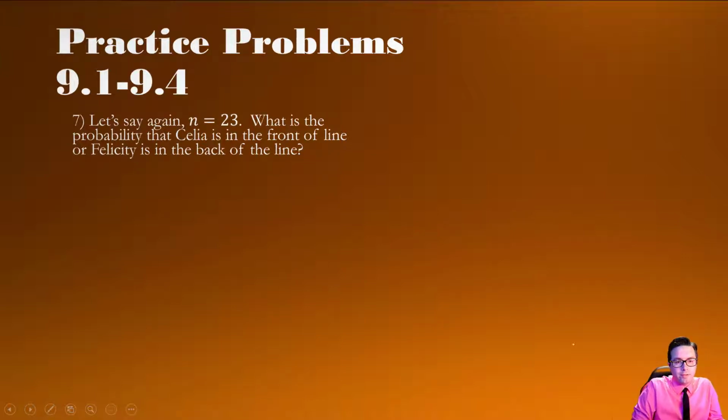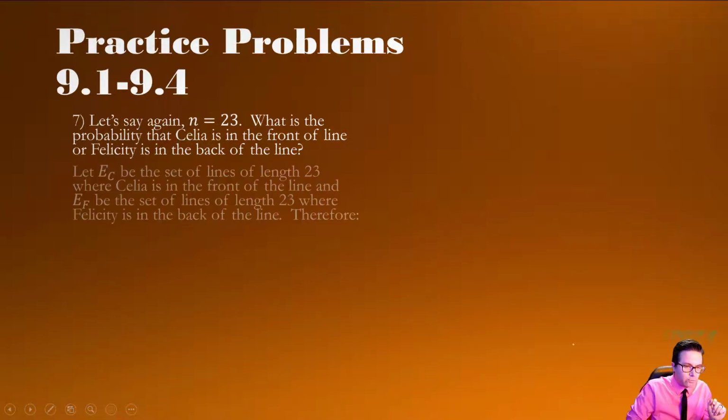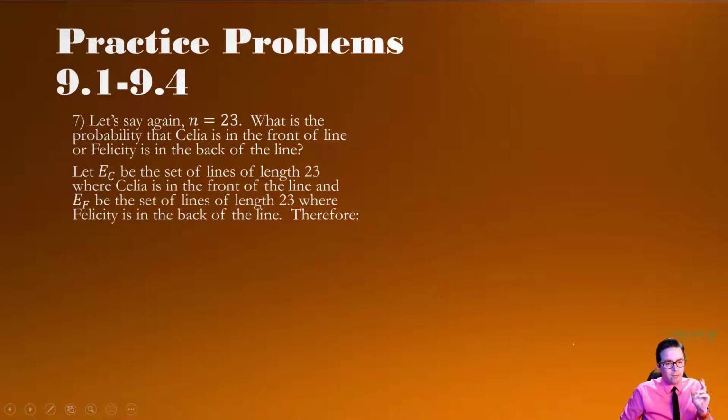For number 7, once again, N is 23. What's the probability that Celia is at the front of the line and/or Felicity is at the back of the line? And notice it's an or. For number 5, it was an and, but we're still going to use it, okay? So the idea is, when we're thinking about or, we ask, what's the probability of Celia being at the front of the line? It's pretty easy. It was 1 over 23, right?